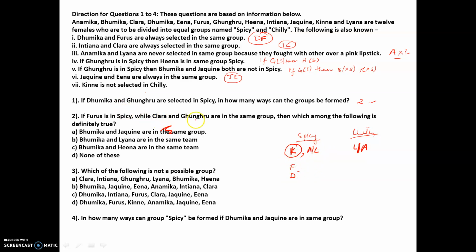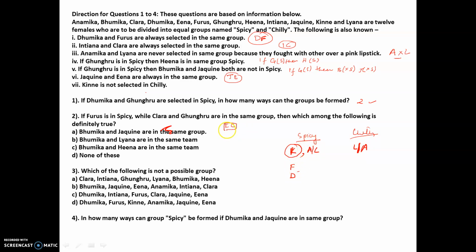While it says Clara and Ghungru, C and G are in the same group. Now you need to understand, wherever C goes, I will go along with that. So I and C have to go together, right? And G, if I put G in spicy, what happens? H will also come into spicy. So in case I'm putting G in spicy, so 1, 2, 3, 4 members are already there.